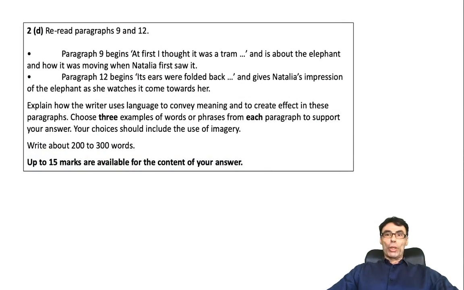Let's look at the final question, 2D. It's worth 15 points. You need to choose 3 examples of words or phrases from both paragraphs, in this case, paragraphs 9 and 12, and then explain their denotations and connotations. Let's take a look.